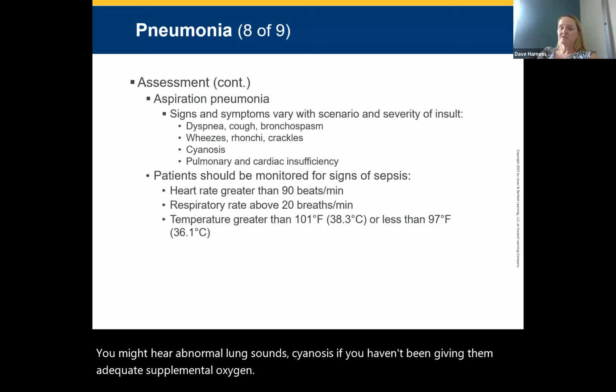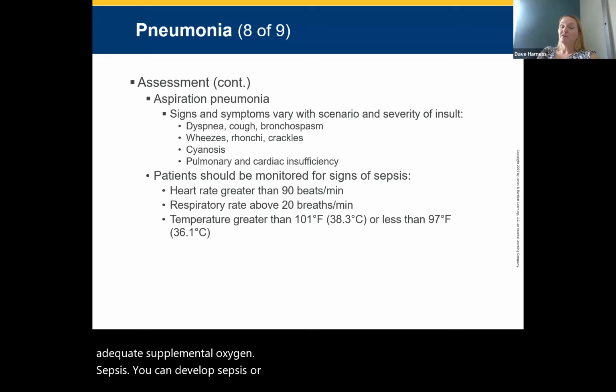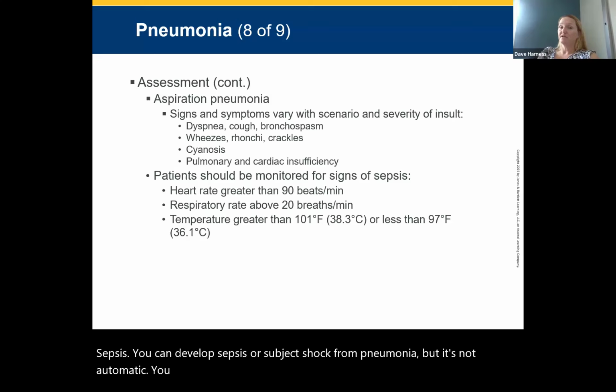Sepsis, you can develop sepsis or septic shock from pneumonia, but it's not automatic. You can also treat the pneumonia aggressively as soon as it's diagnosed.